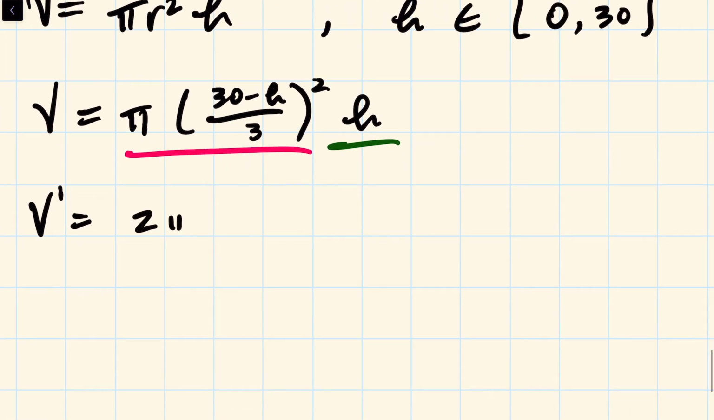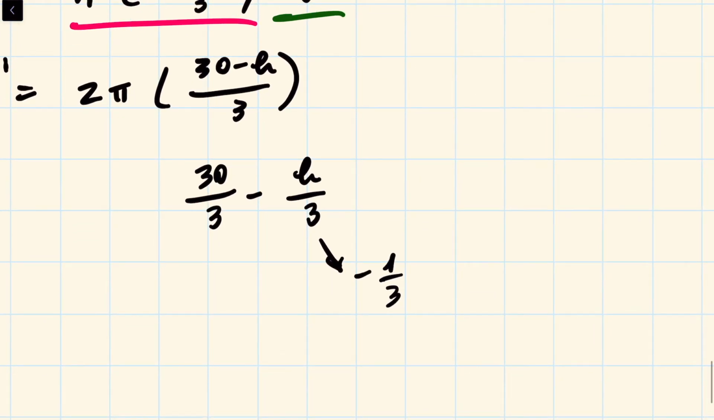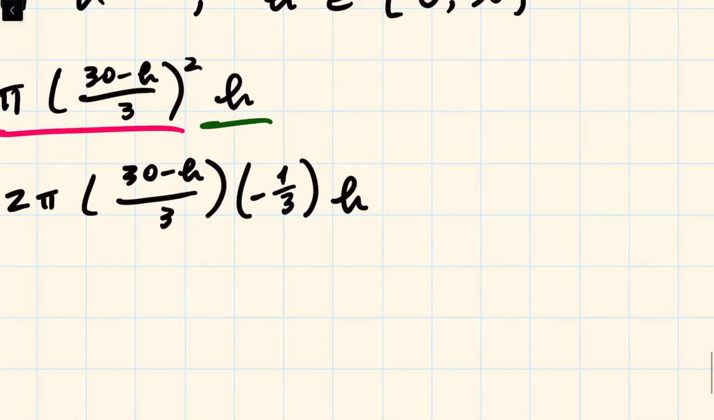So it's going to be 2 pi, right? And then multiplied by 30 minus h over 3. If you think about it, the inside is kind of like 30 over 3 minus h over 3, and the 30 over 3 is just going to be 0 when we differentiate it. But this h over 3 is going to turn into negative 1 over 3, because it's like negative 1 over 3 times h. Using the power rule, we get just negative 1 over 3 as our answer here. So we're just going to multiply it by negative 1 over 3. And of course, that's now multiplied by just h, which is the g here.